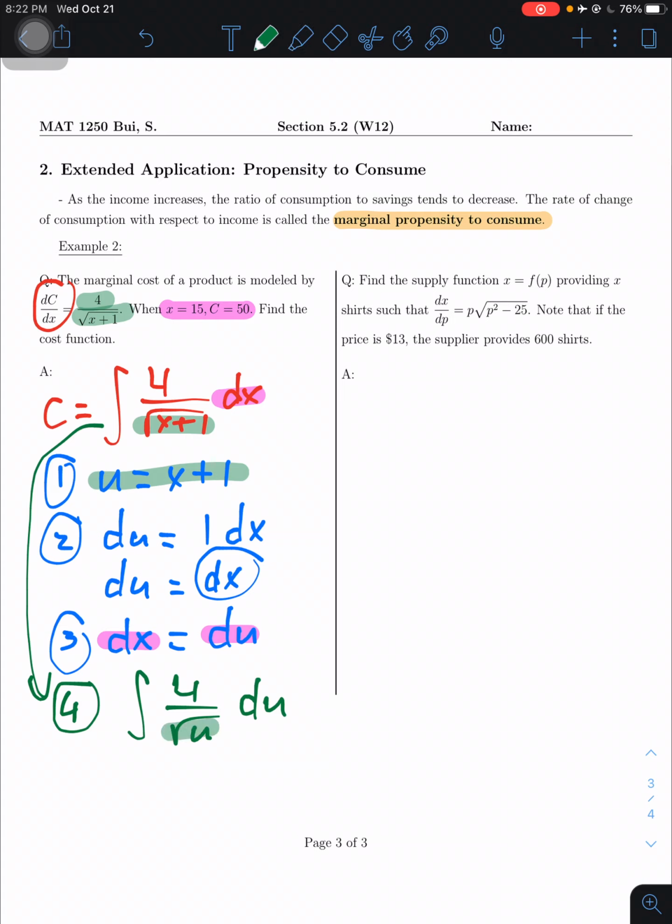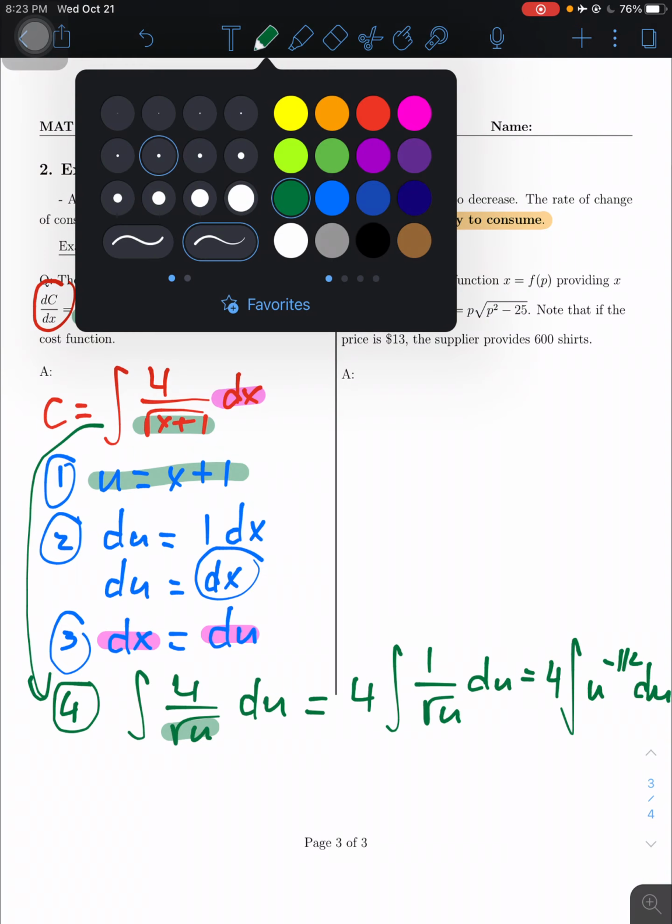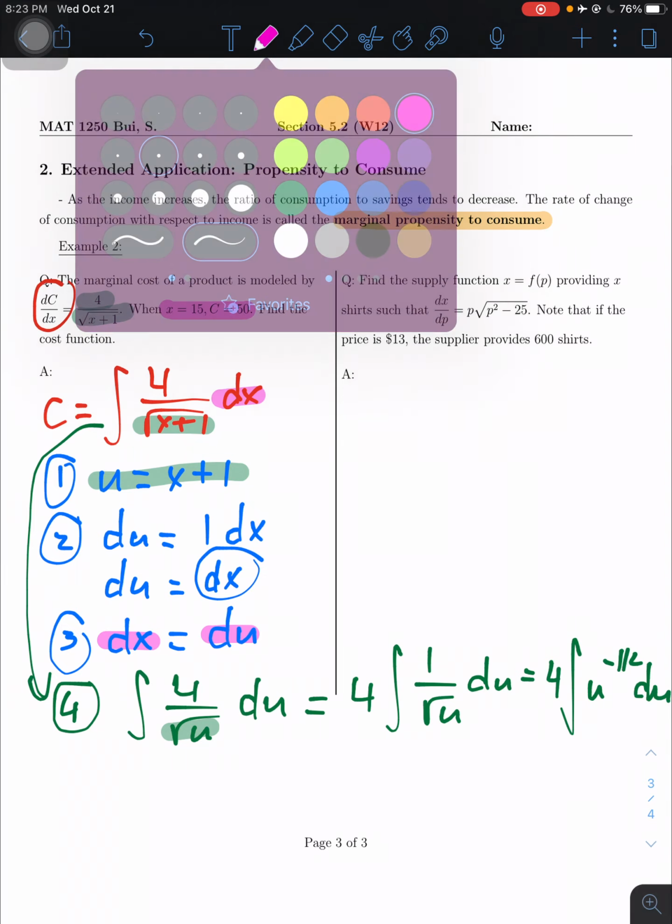And then what do I do after this? Well, I'm going to pull out the constant in here, and that leaves me with 1 over square root of u, and then du, and then I change it to the integral of u to the negative 1/2, because then my u's on the bottom. And then step 5, let me take the integral of it. So let me do it in pink, I guess.